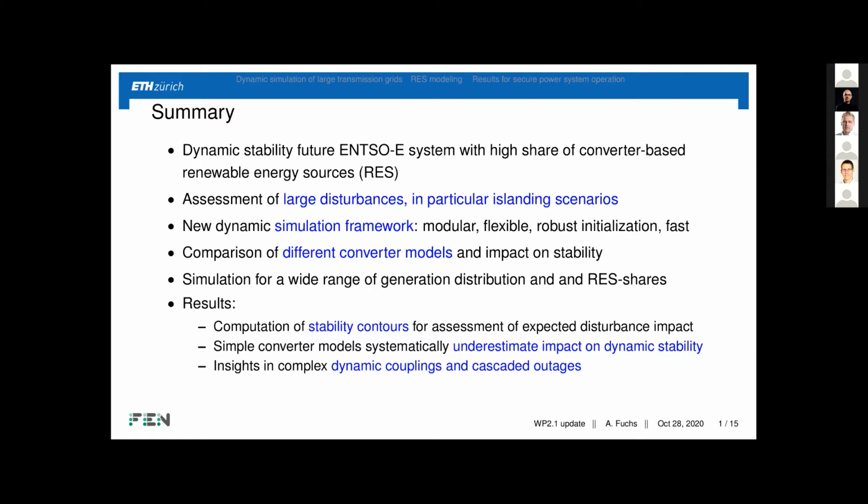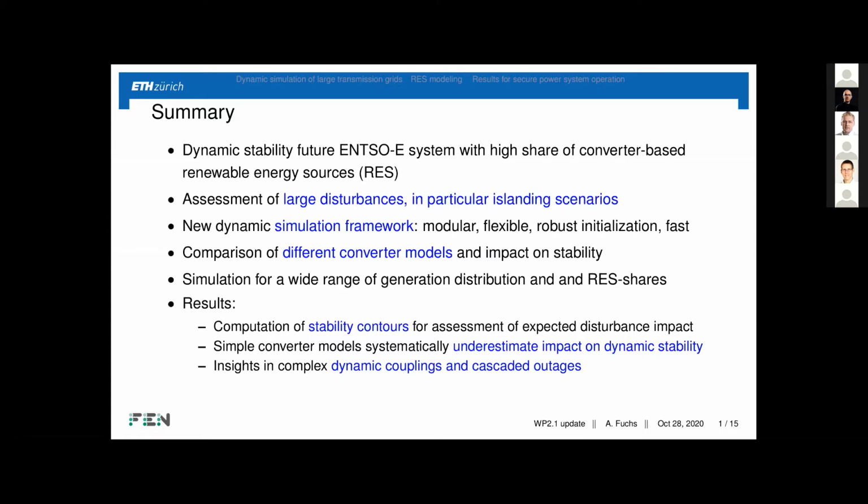And in this direction, we also worked on a new dynamic simulation framework to tackle the tasks at hand with this big model. We, in the end, also put an investigation effort into the difference between the types of renewable models that you have in the system and what the impact on the stability is.